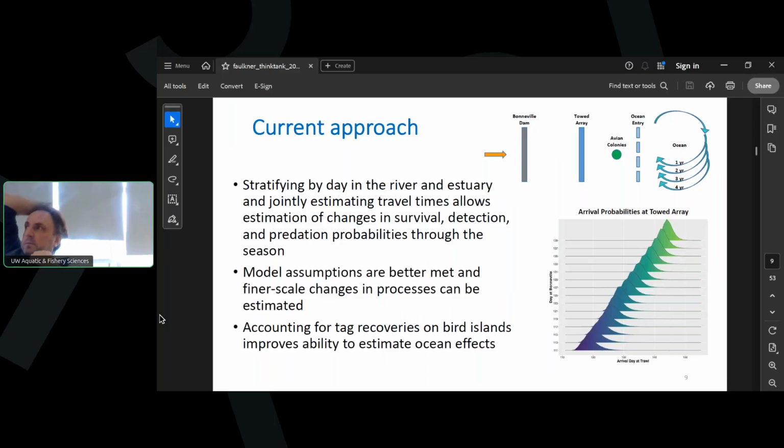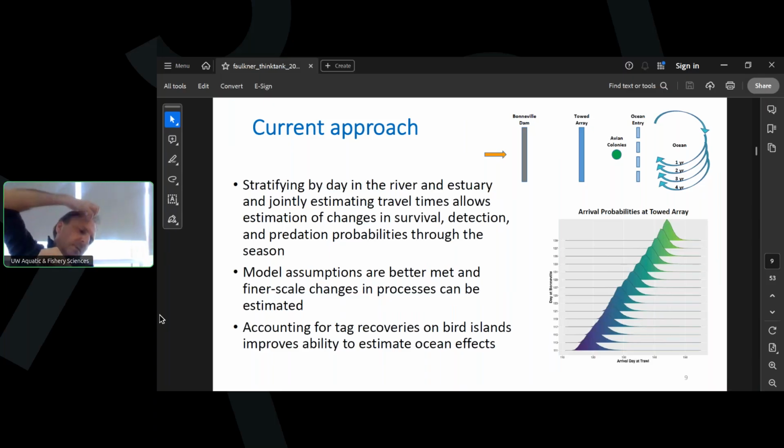And then further, using temporal stratification within seasons, like stratifying on day at the Bonneville Dam, day leaving Bonneville Dam, day passing the trawl. I'll call it the trawl or the towed array. So by further stratifying temporally, then you can capture these changes that happen through time.